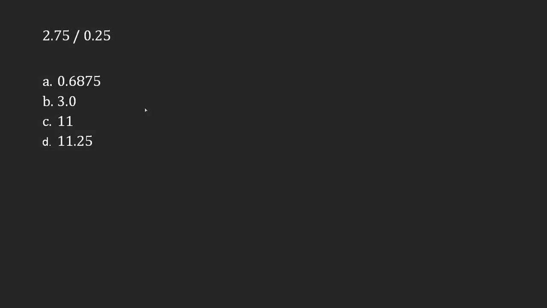In this question, we're being asked to divide one decimal by another decimal. And so, of course, you can do this on your calculator. Incidentally, 2.75 and then the slash means 2.75 divided by 0.25. This also could have been written as 2.75 over 0.25.